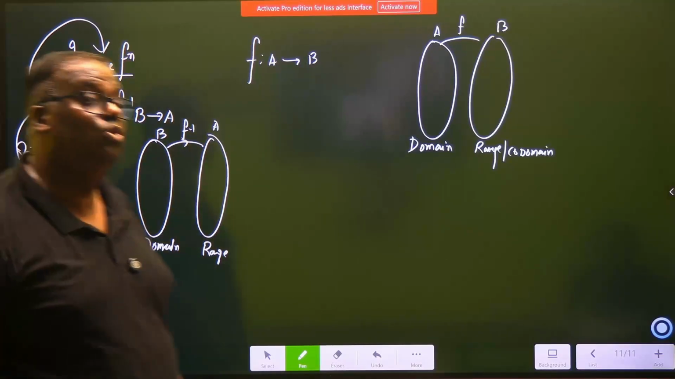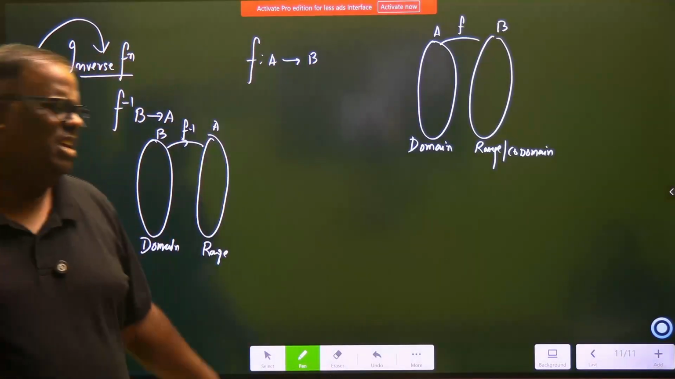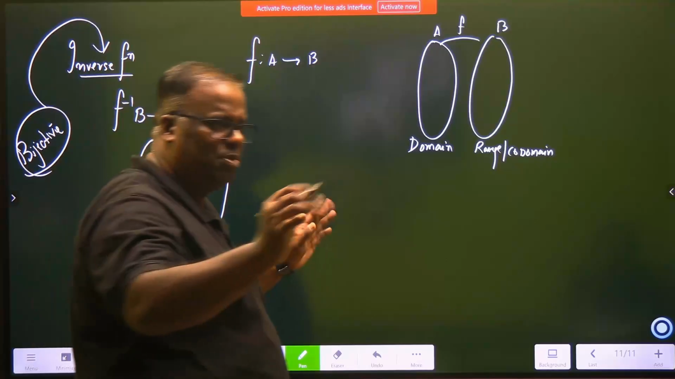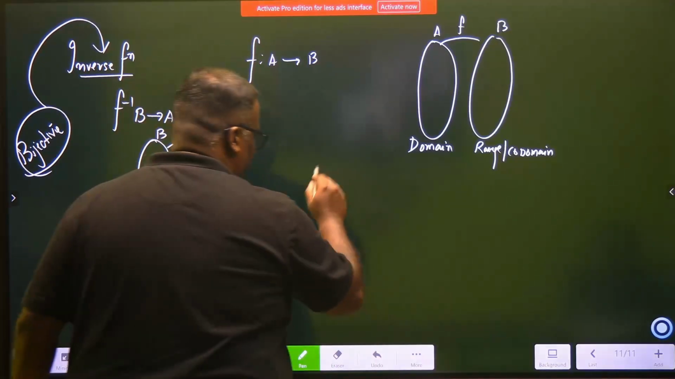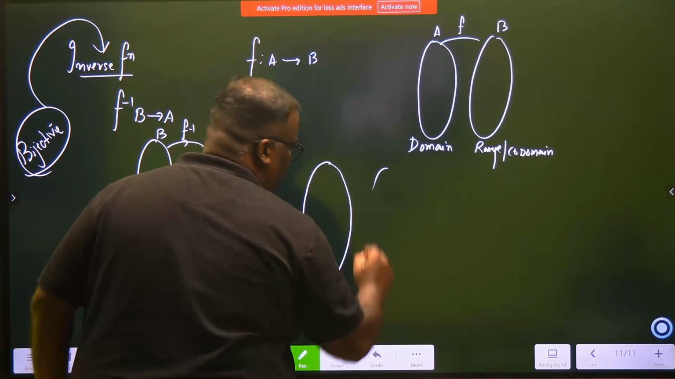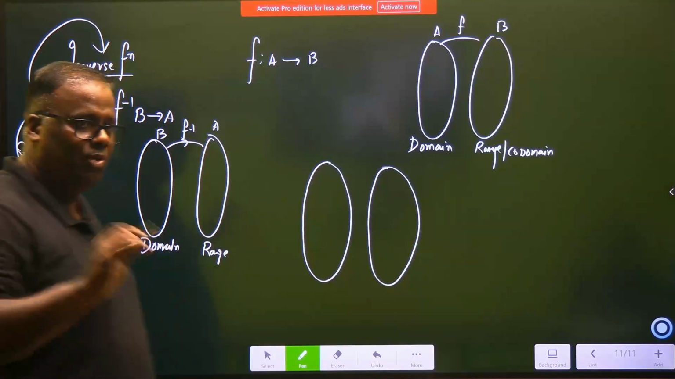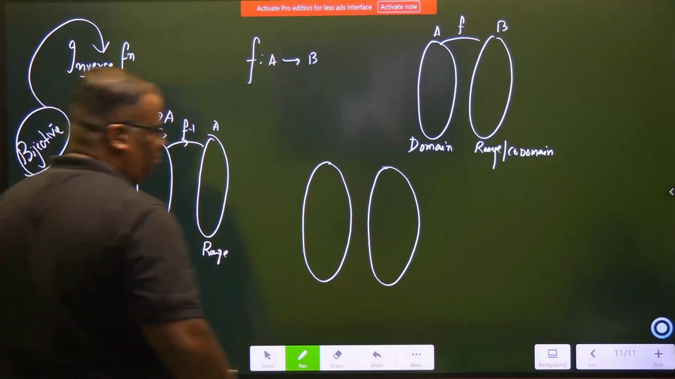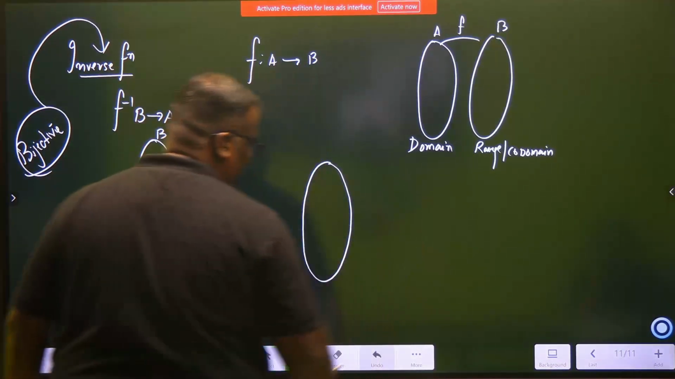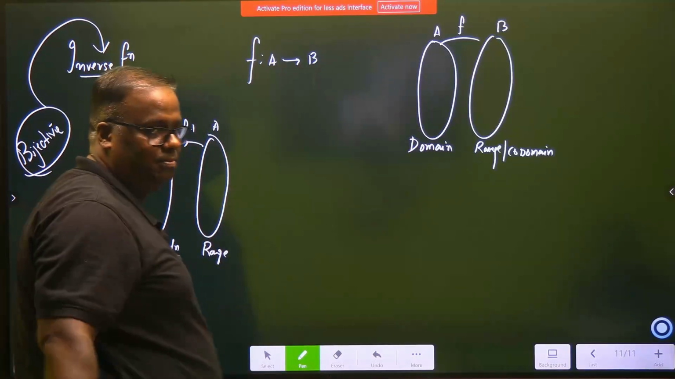We say only functions which are bijective, and remember this very nicely, only functions which are bijective can have an inverse, otherwise no. You will say, sir, how to prove it? Just by 2 diagrams we can prove it. I'll do it on the next page. Is this clear?